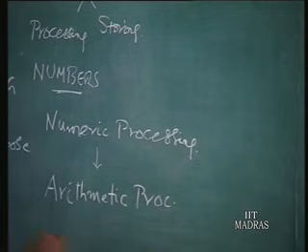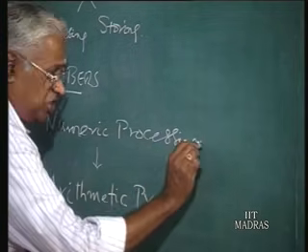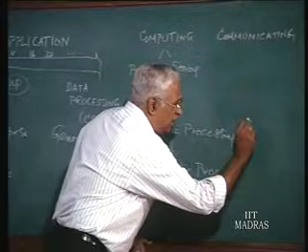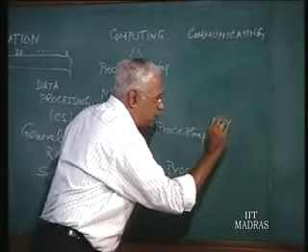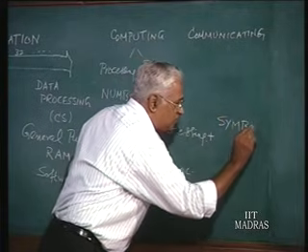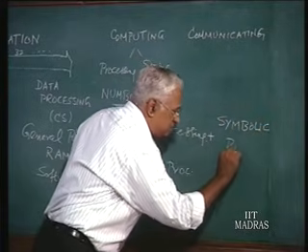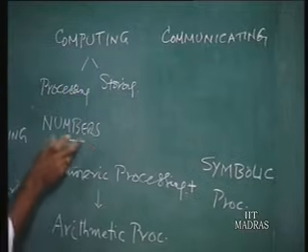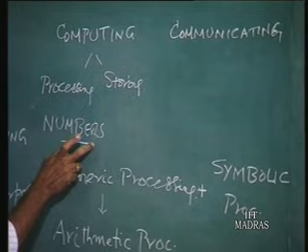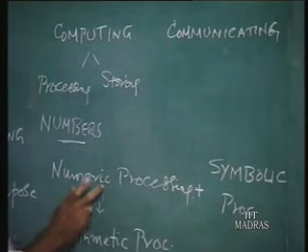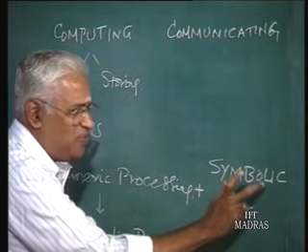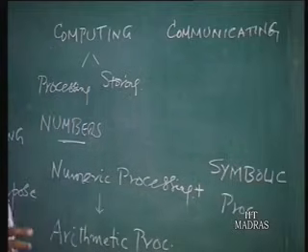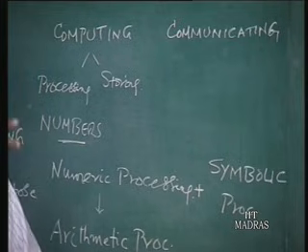Then subsequently, in addition to this numeric processing, we also have what has come to be known as symbolic processing. What is this actually? Earlier, computing was using numbers, that is, processing the numbers, and so numeric. Now, instead of numeric, the processing is confined to some symbols. It is not just numbers. Numbers may be there, but actually the numbers represent some symbols.